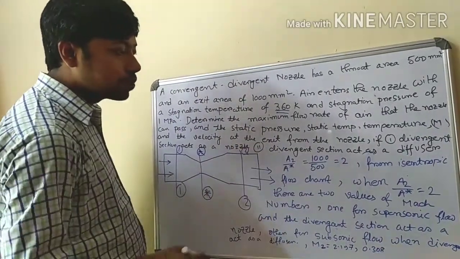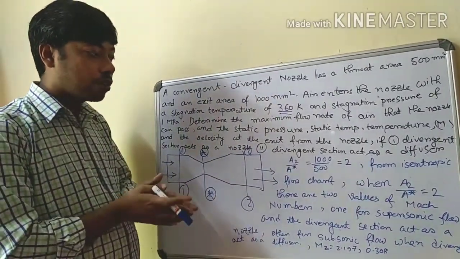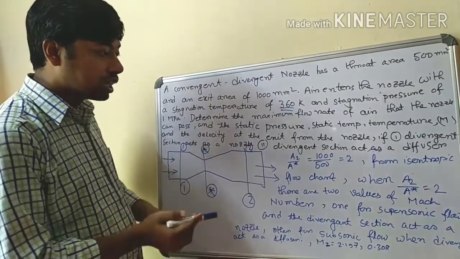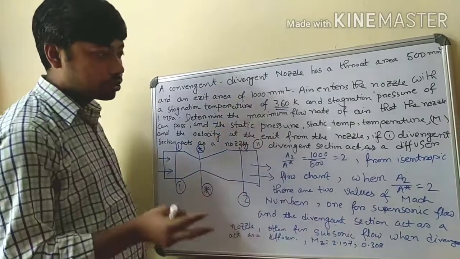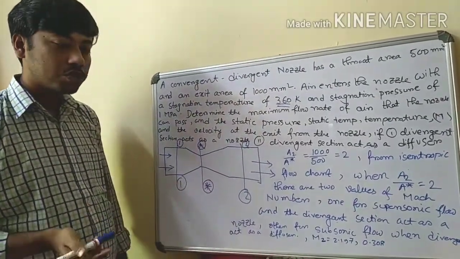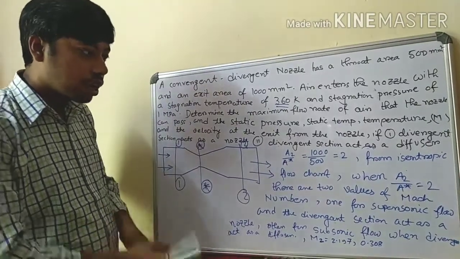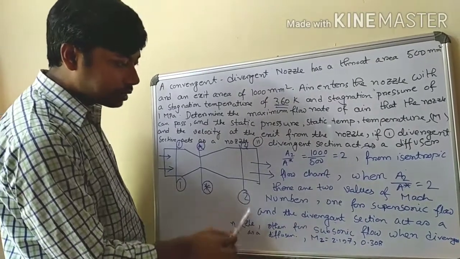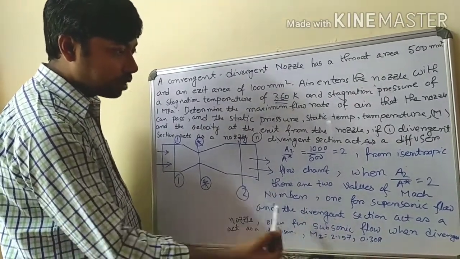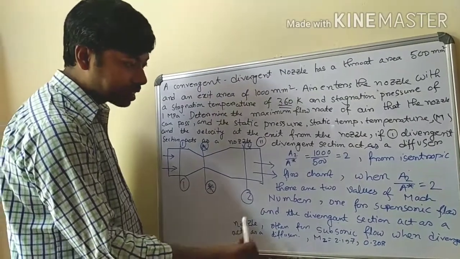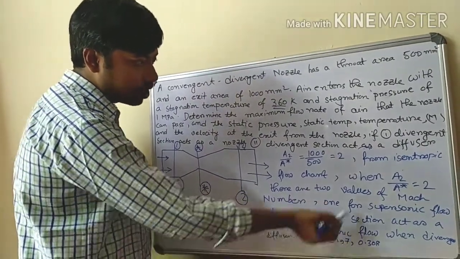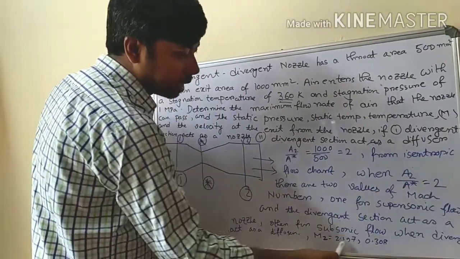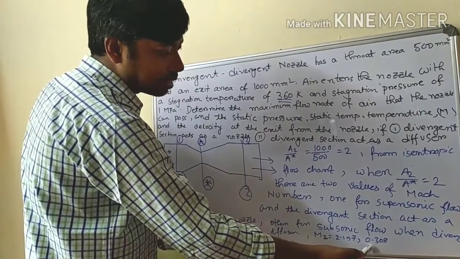Now, from the isentropic flow chart, if you put the value A2 by A star equal to 2, there are two possible values for Mach number, one for supersonic flow and another for subsonic flow. When it is supersonic, the divergent section acts as a nozzle, and the other is subsonic, because the Mach number is less than 1. The Mach number corresponding to A2 by A star equal to 2 will be 2.197 for one case and 0.308 for the other.